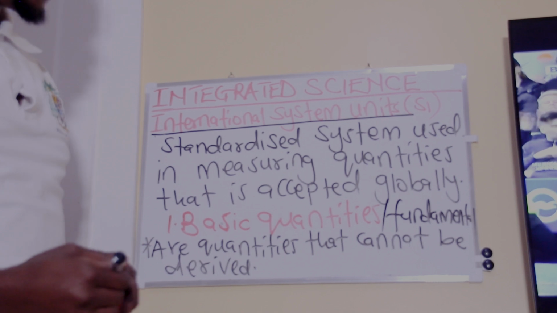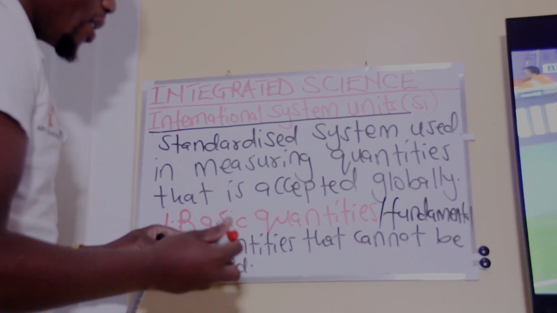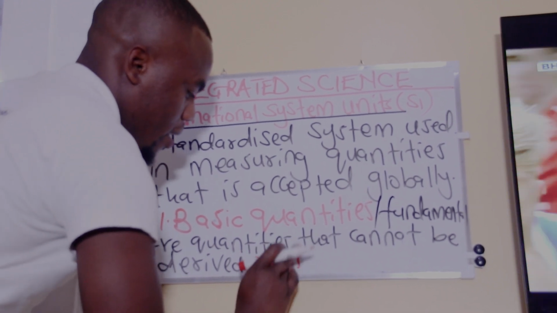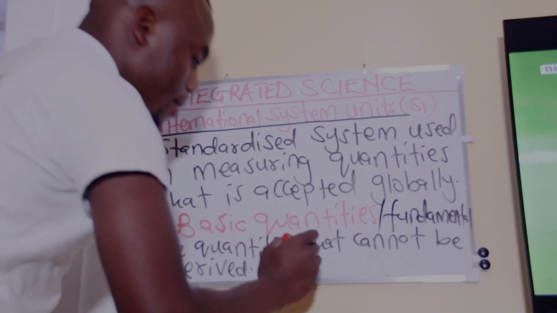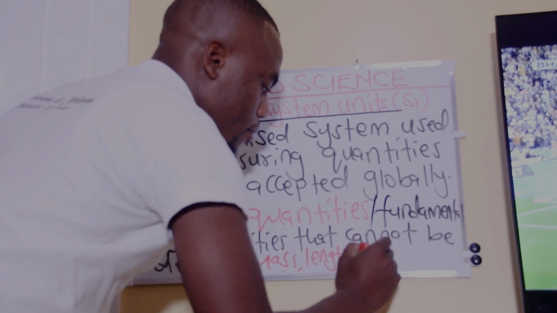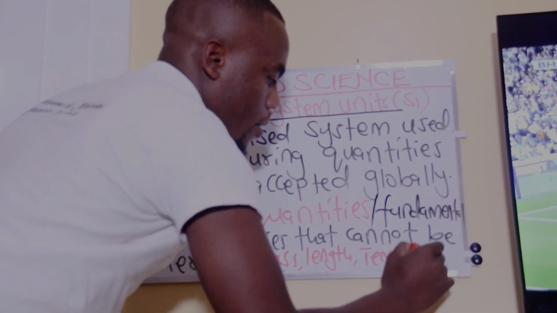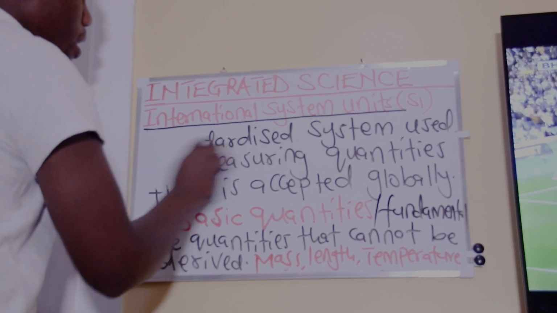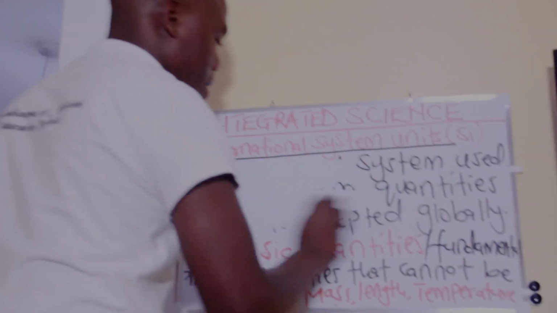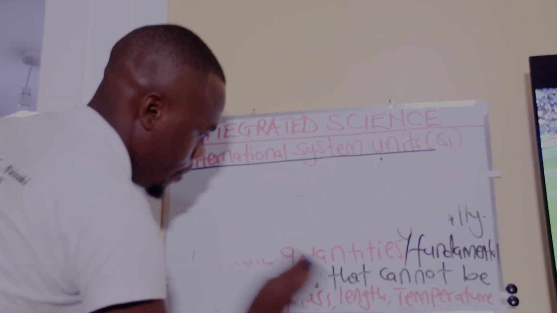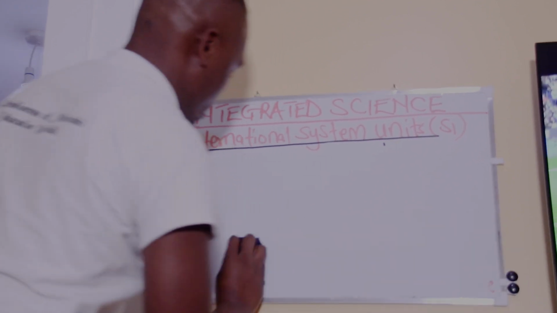A good example of basic quantities: mass is a basic quantity. Length is a basic quantity. We have temperature. We have luminous intensity. Let me wrap here so that we can have a look at the whole of it.